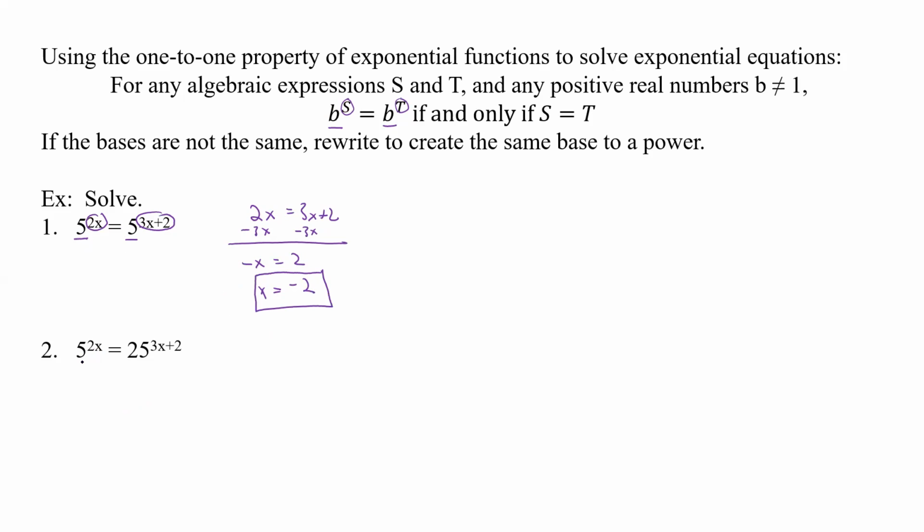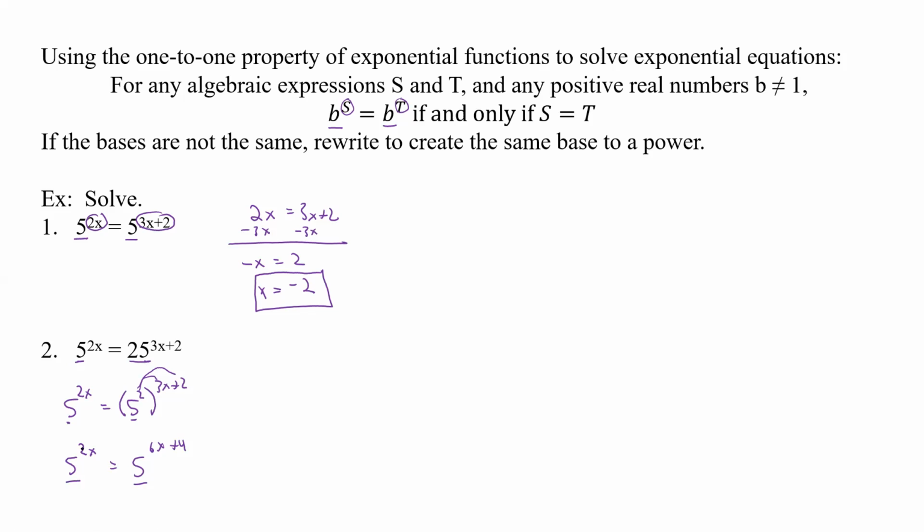What about this one? Now here we have a 5, here we have a 25. We don't have that other 5. But what is 25? Well, 5 to the 2x equals, well, 25 is 5 squared, that's raised to the 3x plus 2. So what we've done is we sort of got the right base. We have the 5 now on the 5, but it's squared. But what if we distributed that across? And so that gives us 5 to the 2x equals 5 to the, well, 2 times 3 is 6x, 2 times 2 is 4. Now we have the same base.